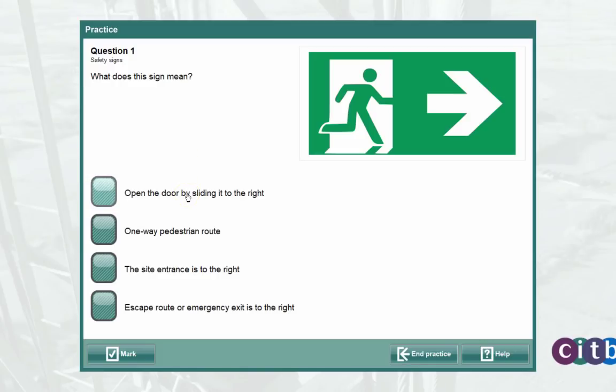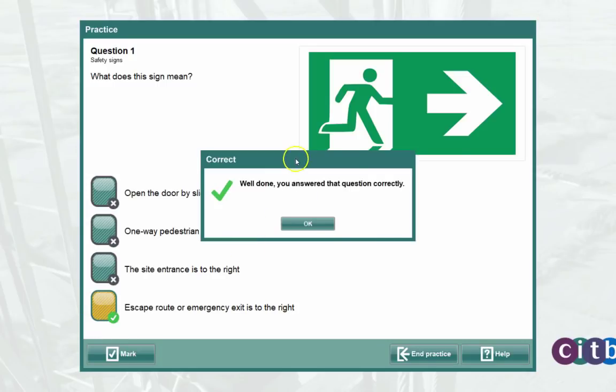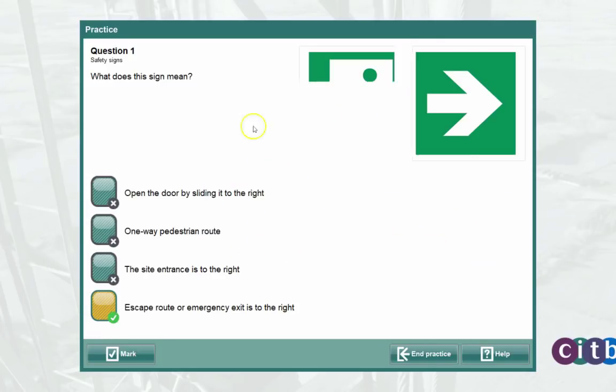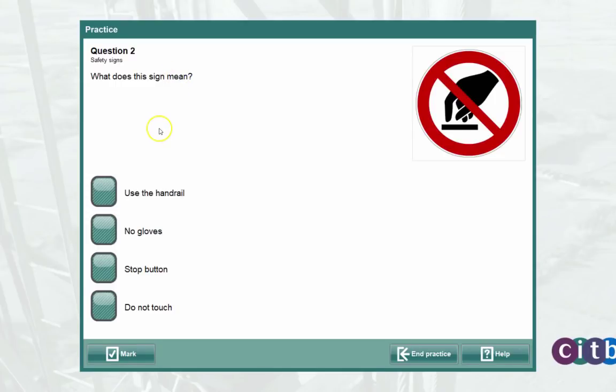What does this sign mean? Open the door by sliding it to the right. One-way pedestrian route. The site entrance is to the right. Escape route or emergency exit is to the right. What does this sign mean? Use the handrail. No gloves. Stop button. Do not touch.